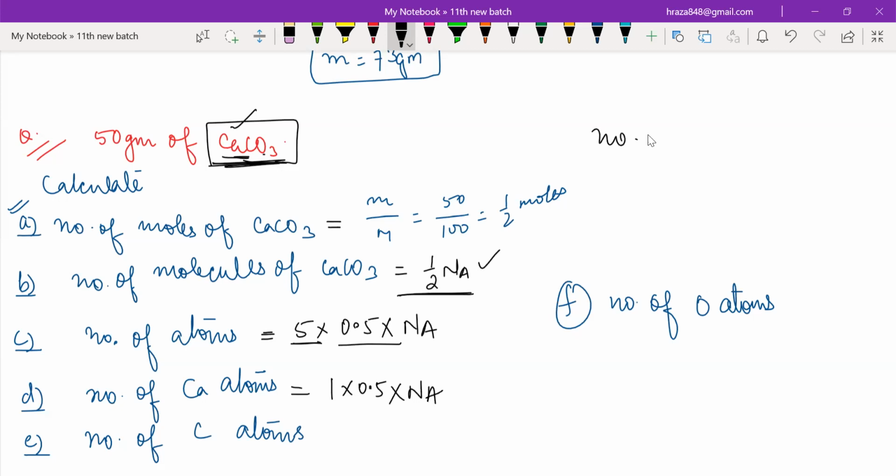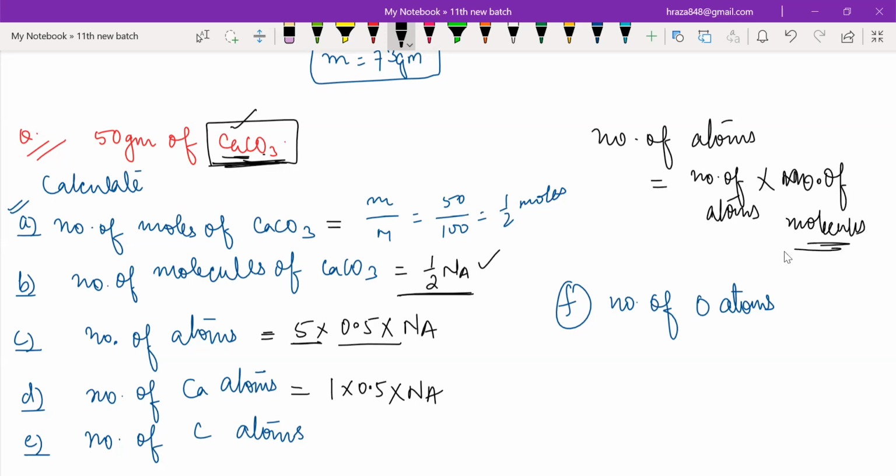So for number of atoms, what we need to do is multiply number of atoms with number of molecules. Again, number of carbon atoms, 1 into 0.5 into Na. And again, number of oxygen atoms, number of oxygen atoms is 3. And what is the number of molecules? 0.5 into Na.